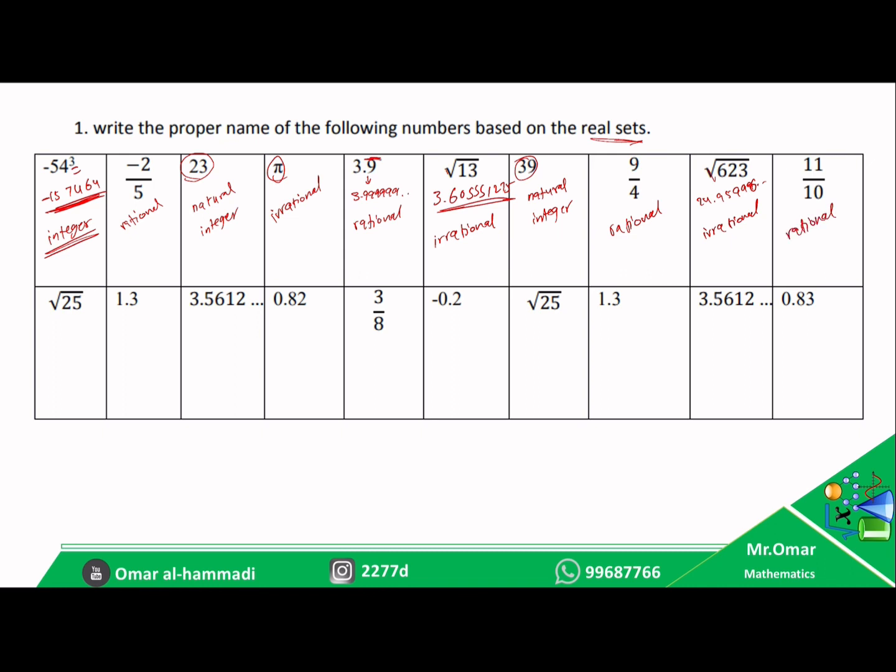The square root of 25, when we use our calculator, we find it's 5, only 5. So this is a natural or an integer. Then 1.3. When we have a decimal 1.3, let's see in our calculator, we write 1.3. It is like 13 divided by 10, so this is a rational number. And this last one is not repeating, it's an irrational number.